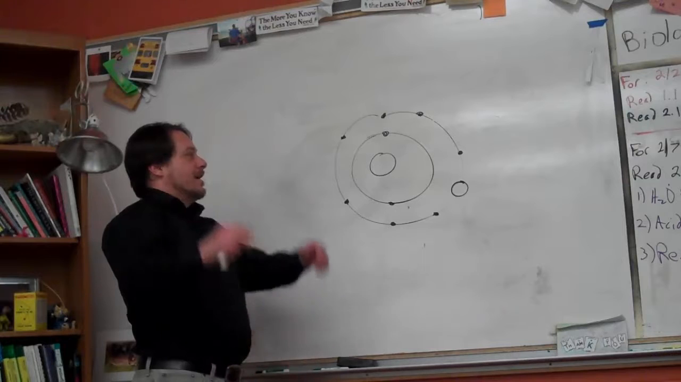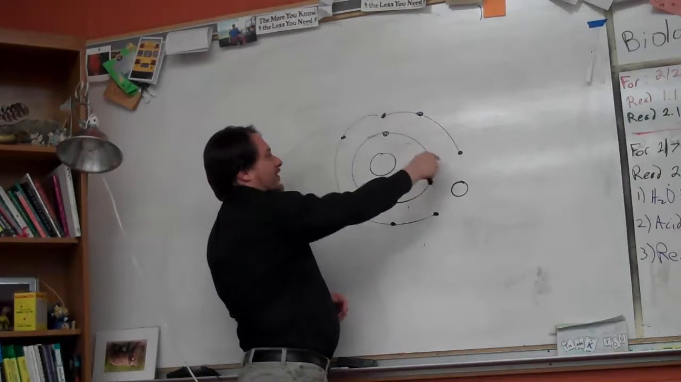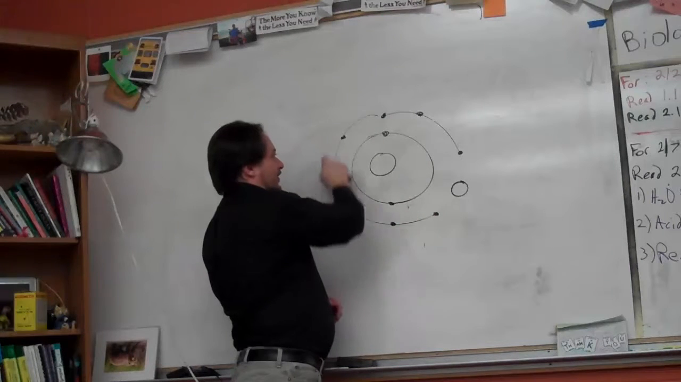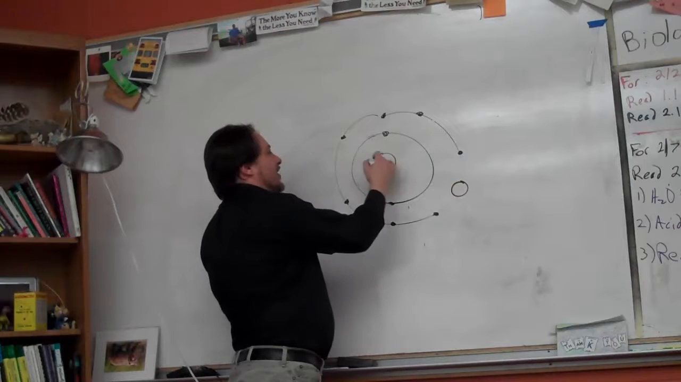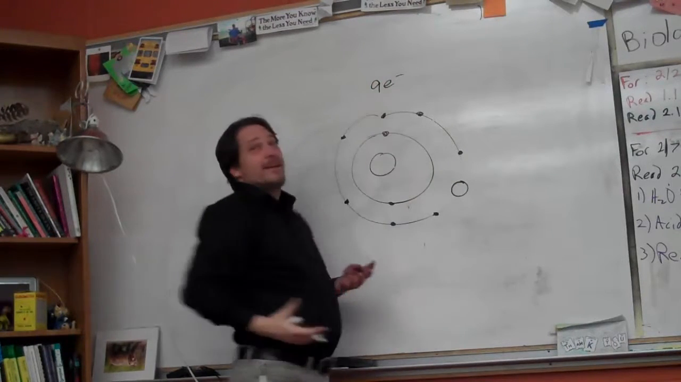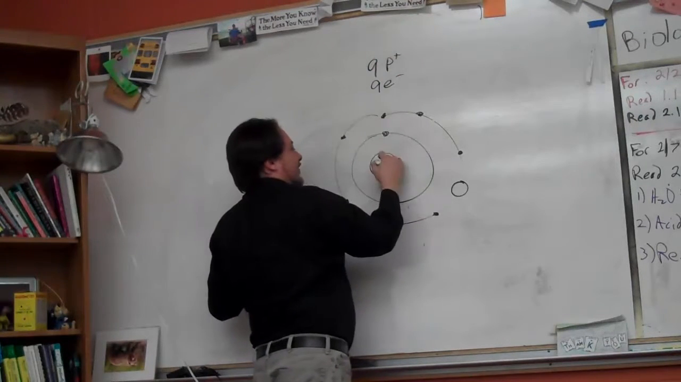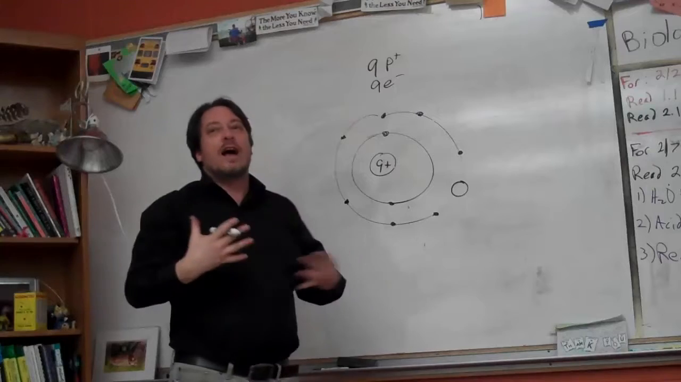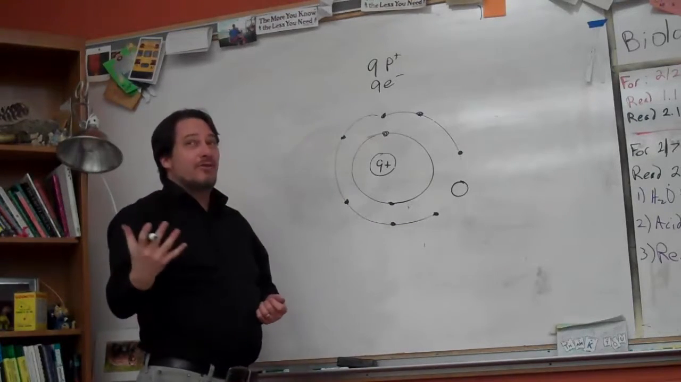9. Yes, that is correct. 9, because there's 9 electrons out here. 1, 2, 3, 4, 5, 6, 7, 8, 9. That's an empty space. And so that means because there's 9 electrons, which are negative, you're going to have 9 protons, which are positive. Because a neutral atom always balances out. And so this is why we talk about electrical charge.